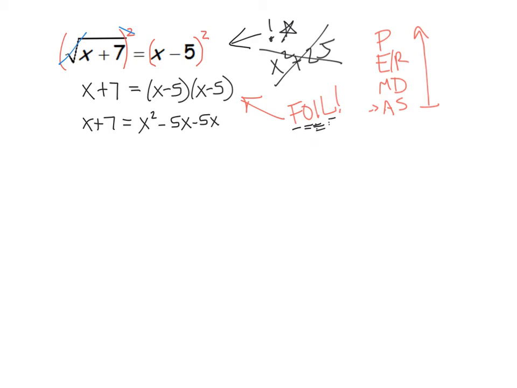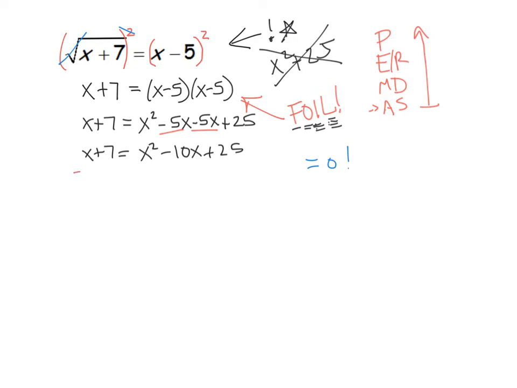And then the last terms, right? And that's negative 5 times negative 5, which is positive 25. Now, we'll combine like terms, the negative 5x and the negative 5x. So I have x plus 7 equals x squared minus 10x plus 25. And now once again, we have a quadratic situation in which we have an x squared term and a couple x terms. So in order to solve this, we need to get everything on one side of the equation. We need it to equal 0, right?